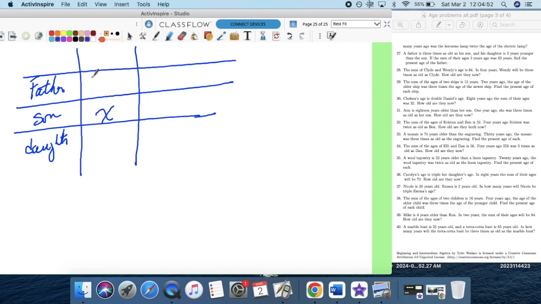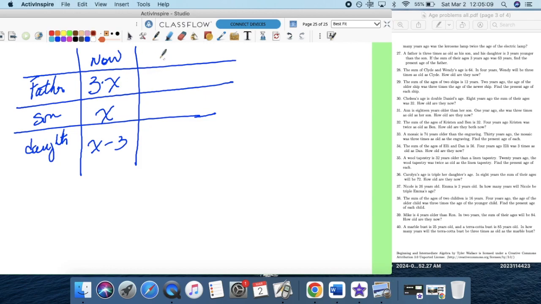The father is 3 times the son. And the daughter is 3 years younger than the son, so X minus 3. So that is the current ages right now. If the sum of their ages 3 years ago was 63, find the present age of the father.